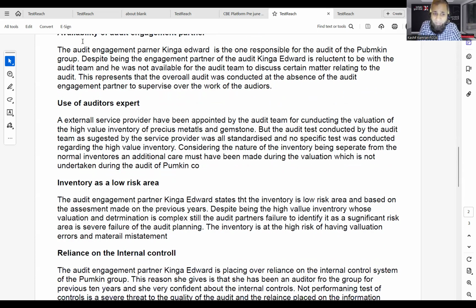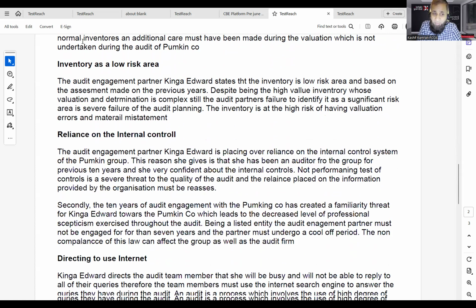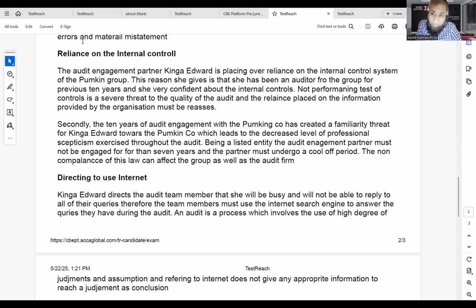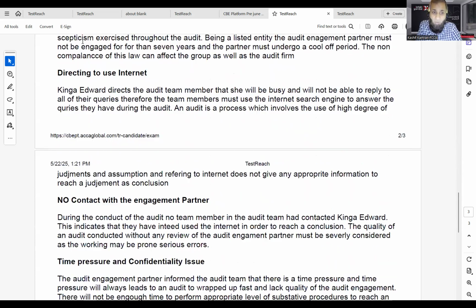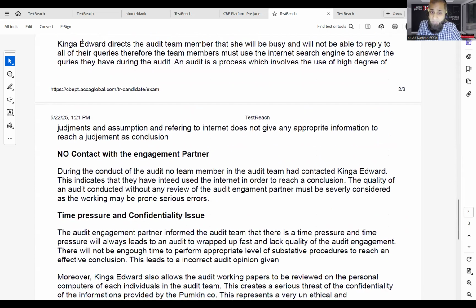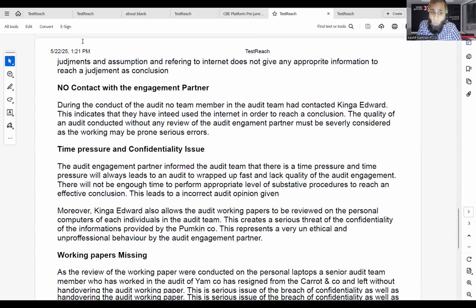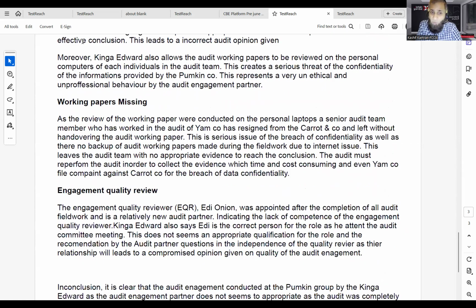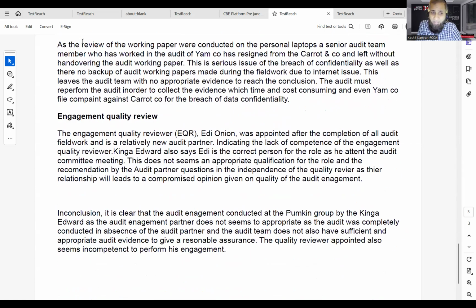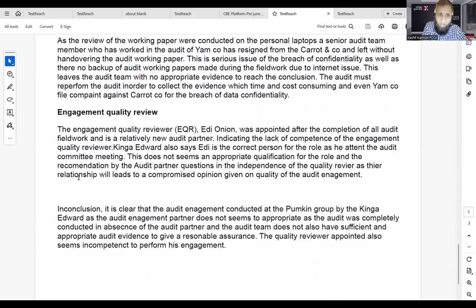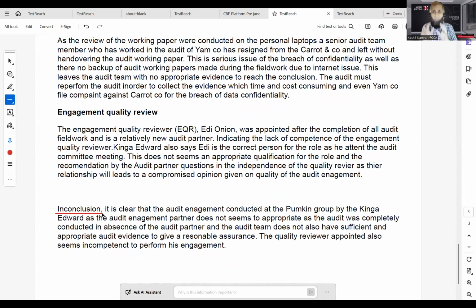Look at this student answer. Reliance on internal controls, directing to use internet for searching, no contact with the engagement partner, time pressure and confidentiality issues, working papers missing, engagement quality review, and finally, he wrote in conclusion. I like this way. I would encourage all of you that in a quality management answer, please write a conclusion. Conclude, because you must be writing a lot of issues above, but what's the conclusion?